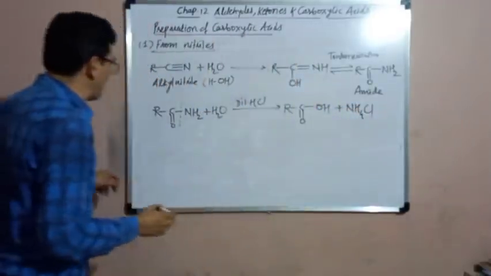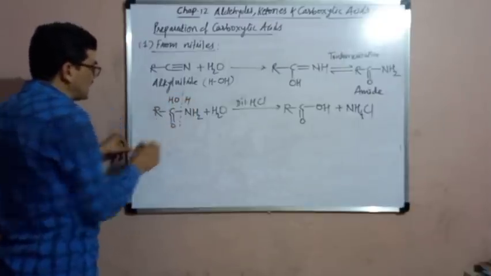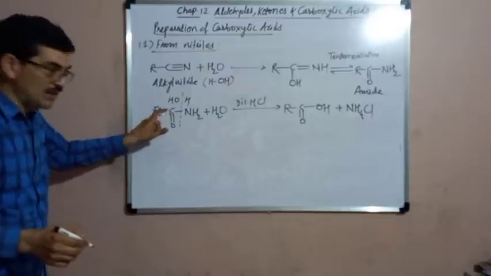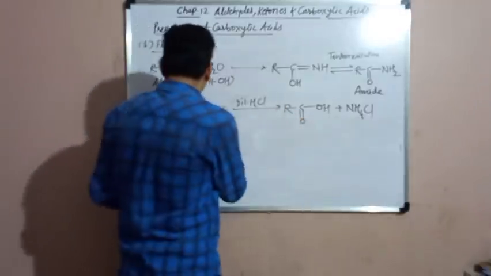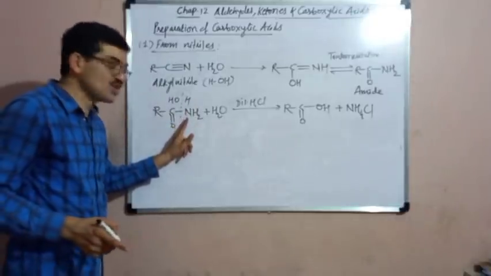NH4Cl. What will happen here? Water will break in two parts, OH and H. OH will combine to carbon to form carboxylic acid. This is the carboxylic acid. And H will combine to NH2 to form NH3, ammonia.